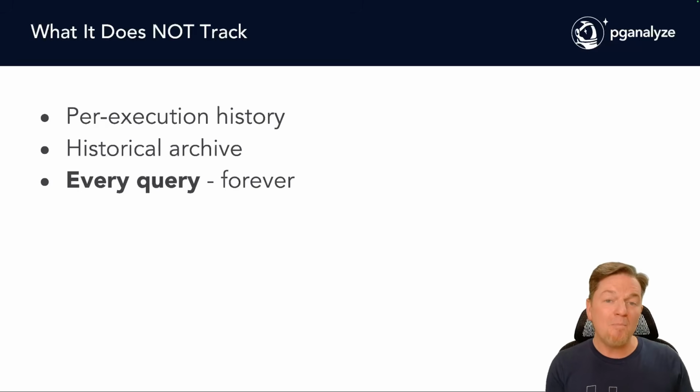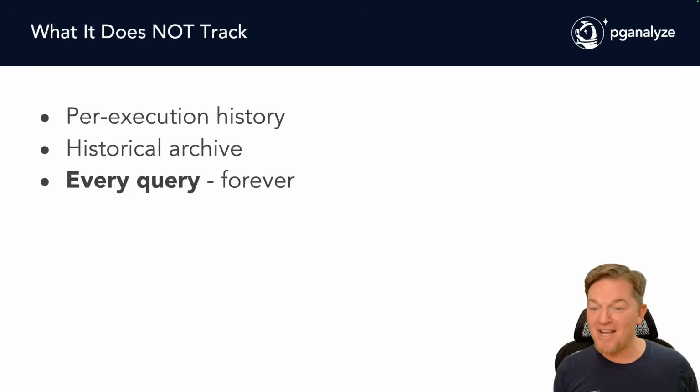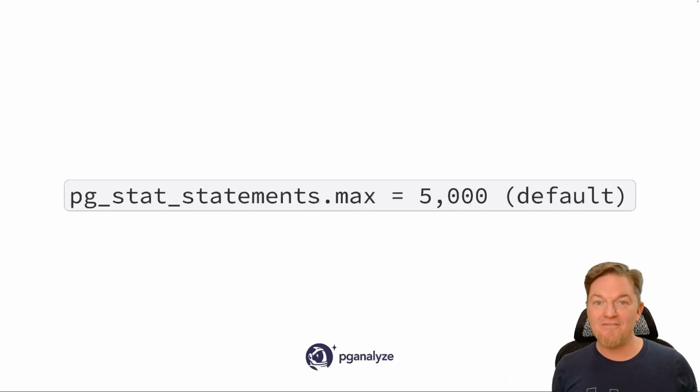You have to, or the monitoring tools you're using have to, do the work to figure out what those changes are over time through the deltas of those cumulative metrics. But one thing we have to really make sure we understand is it does not track every query forever. In fact, at any one time, it is only able to track the pg_stat_statements.max setting. And by default, that's 5,000 unique query texts. And the real issue is what happens when it reaches those 5,000 unique queries.